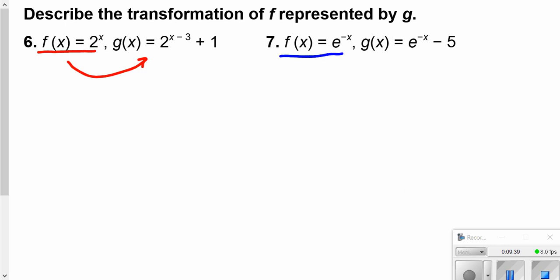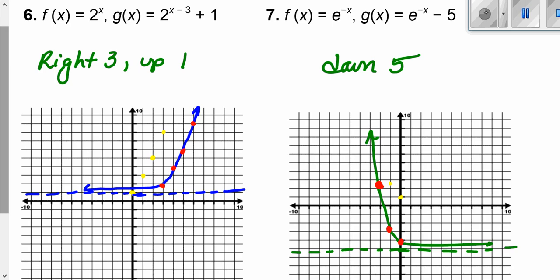This is the parent function. What change happened? So I'd like you to pause the video so you can still see the questions, write down what you think your answers are, and come right back. Okay, so hopefully this is what you also have.